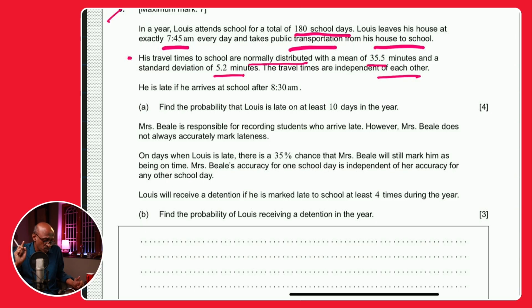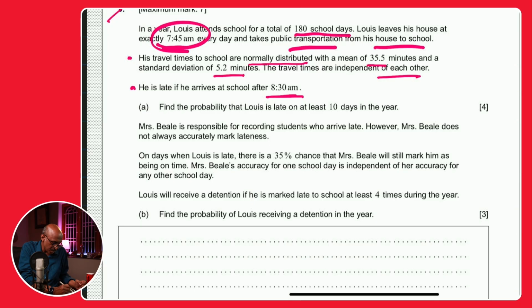So the travel times are normally distributed. How would I write that? But let's go on and read what they are asking us to do in part A. Louis is late if he arrives at school after 8:30 a.m. Every day he's leaving home at 7:45 a.m., so that's 45 minutes or more, okay? Exactly at 8:30 a.m., I don't think he's late. After 8:30 a.m., so more than 45 minutes, all right?